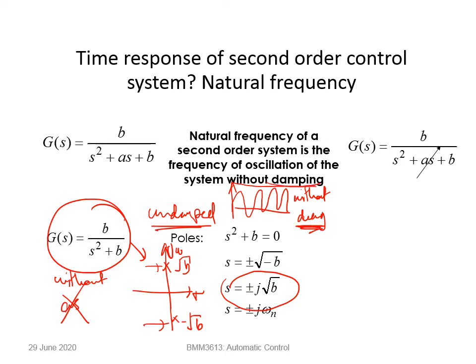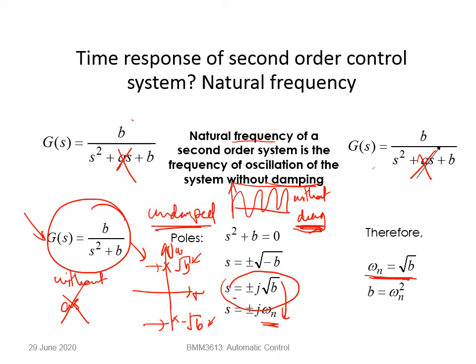So that's why if we want to find natural frequency, we eliminate the decay by eliminating the term as. If you have a transfer function and you eliminate the term as, and then you calculate the poles of the new transfer function without as, those poles will give you, for example here, that square root of b. That square root of b is basically the natural frequency. So omega n, the natural frequency, is the square root of b.